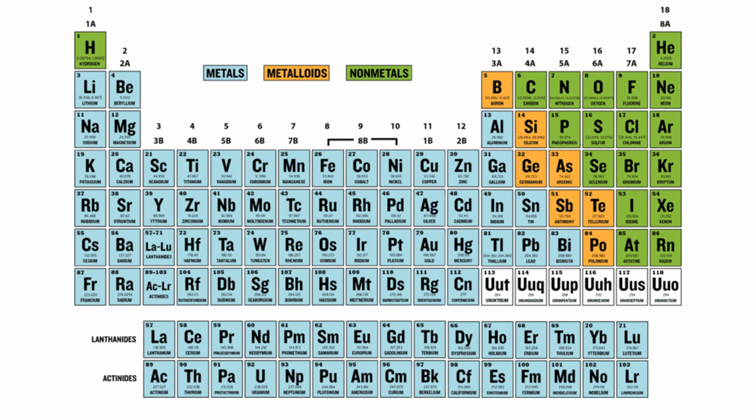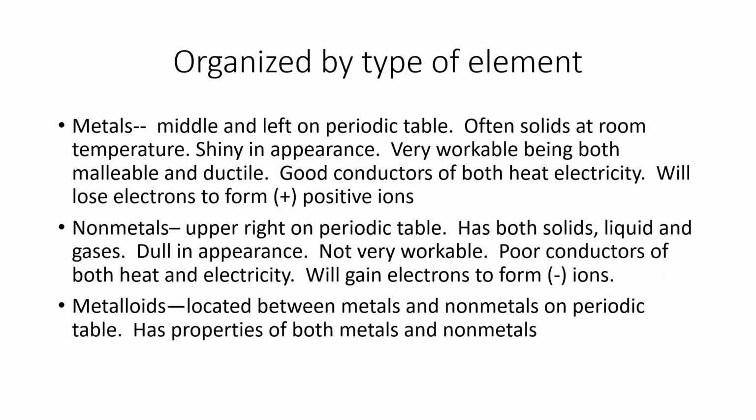So now that we see where each of these types of elements are located on the periodic table, let's talk about some of the properties these have. So first, our metals. As we said before, we usually see the metals in the middle and the left of the periodic table. Often these are solids at room temperature. Usually when we think about a metal, we think about it being a solid.